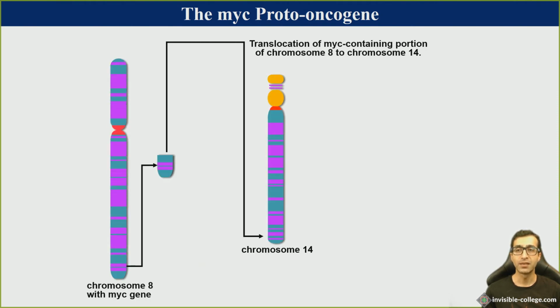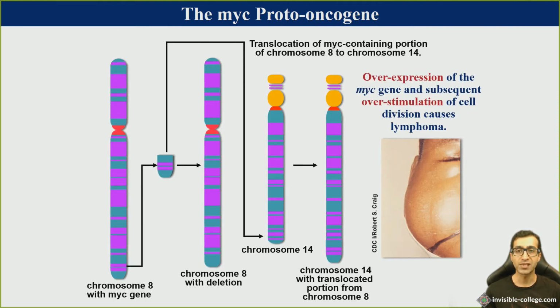So here is again what's happened. As we saw before, we get this translocation which leads to an overexpression of the MYC gene, and therefore the MYC gene has now become an oncogene, which leads to the overstimulation of cell division, which in turn causes Burkitt's lymphoma.